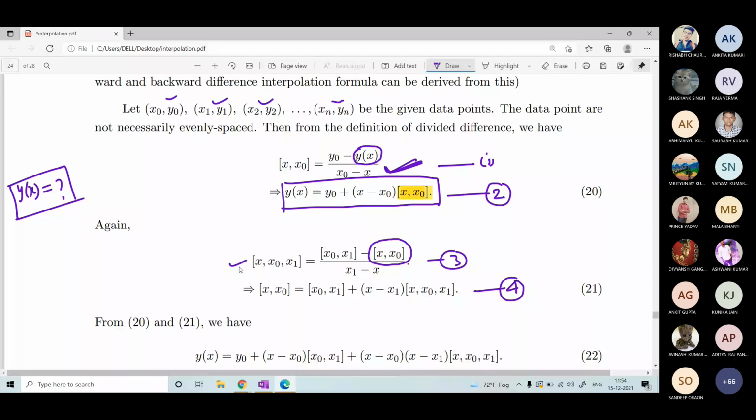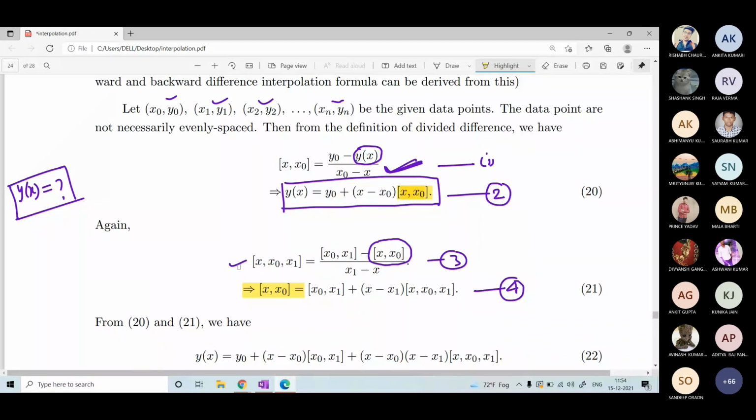Now you see in equation number 2, we have the highlighted part, the divided difference of x, x0. And in equation number 4, we have the value of that divided difference of x, x0. So substitute that value in equation number 2 from equation number 4. What will you get if you do the substitution?